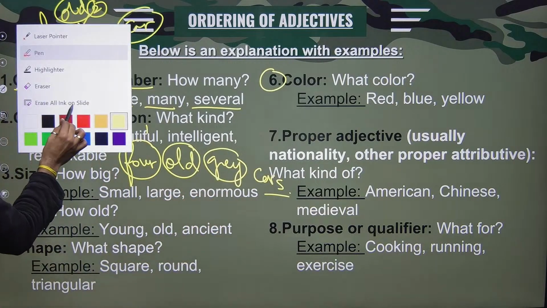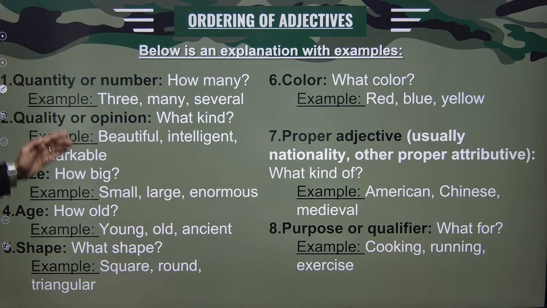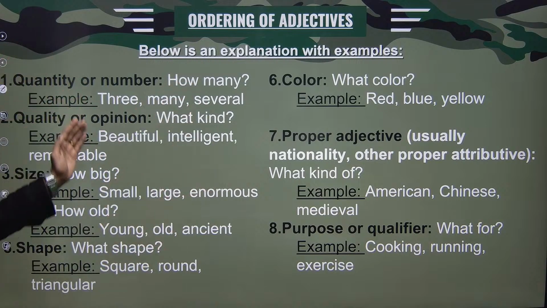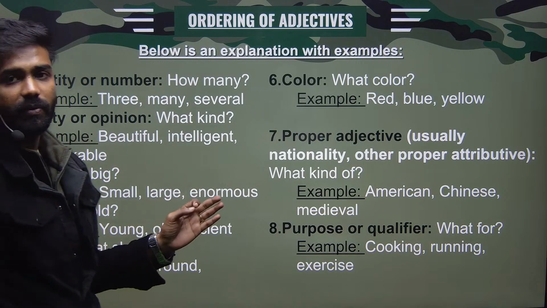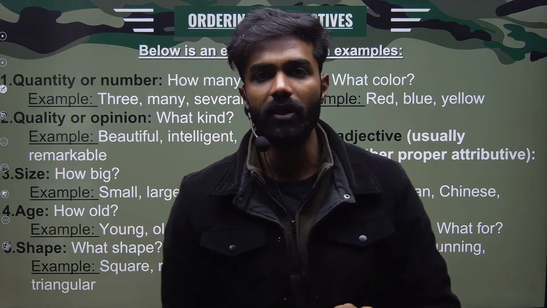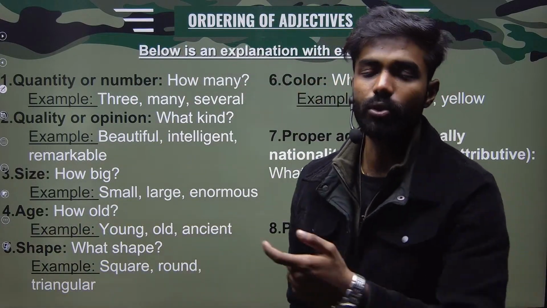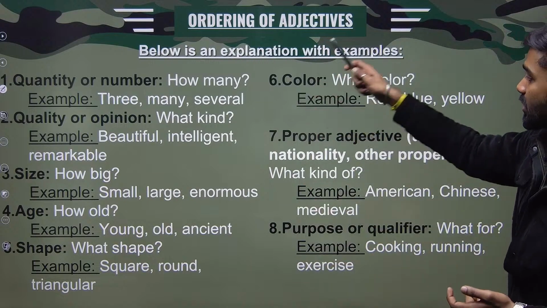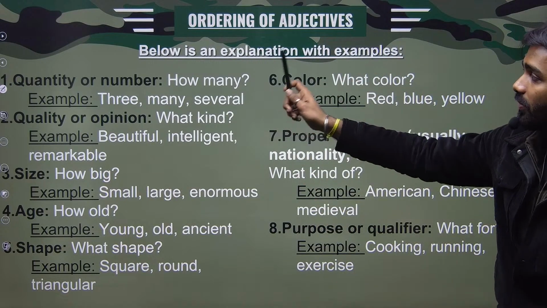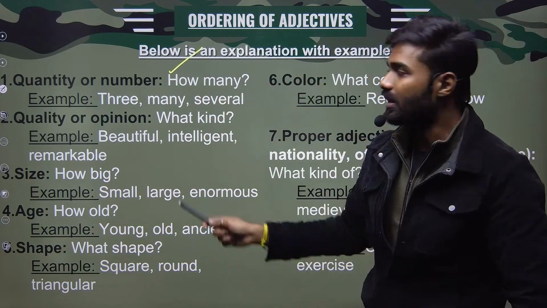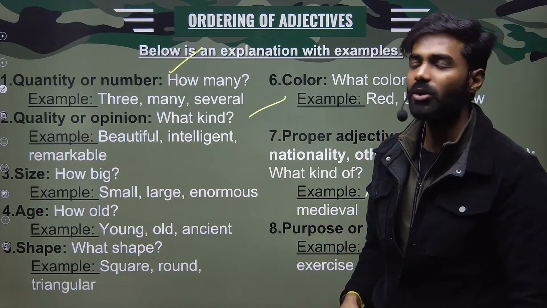In order to do such things, what do you have to do? You have to go through these things, and then only through this ordering system, you have to order the adjectives. If you have 2 or more adjectives and you don't know how to order them, this is the way you have to order it. First, always put quantity. Second, go for quality or opinion.